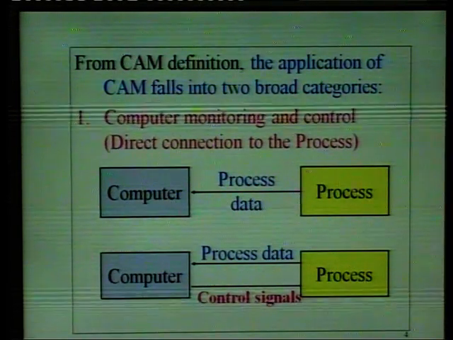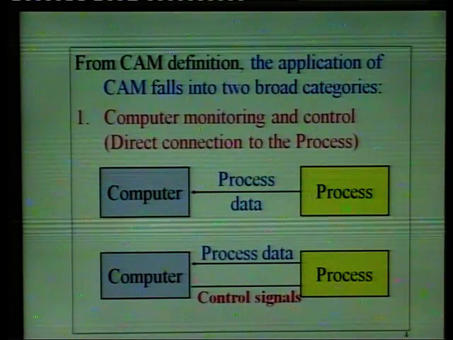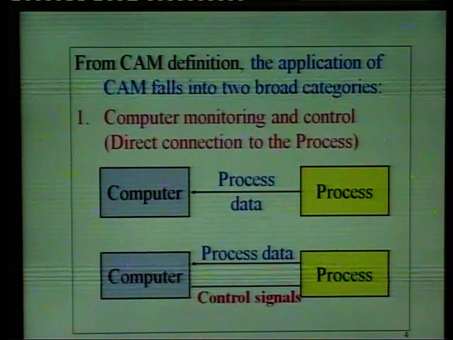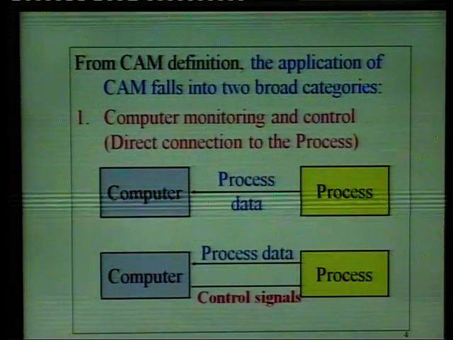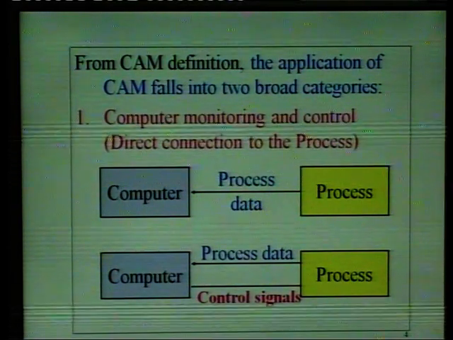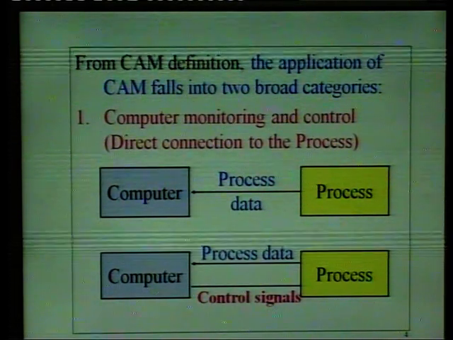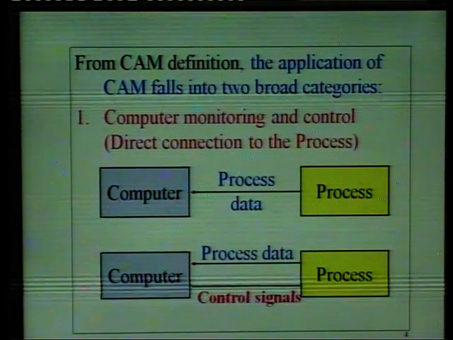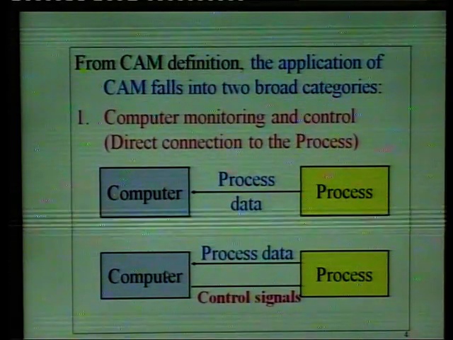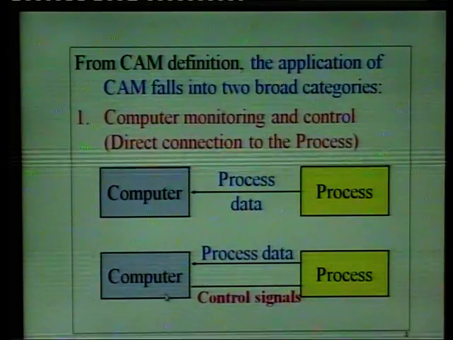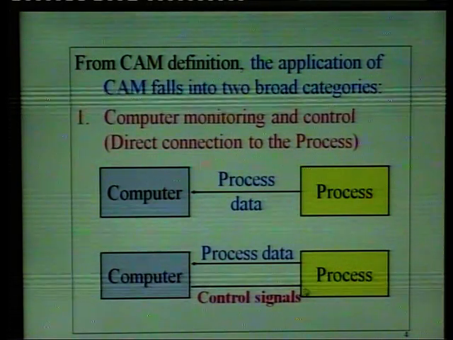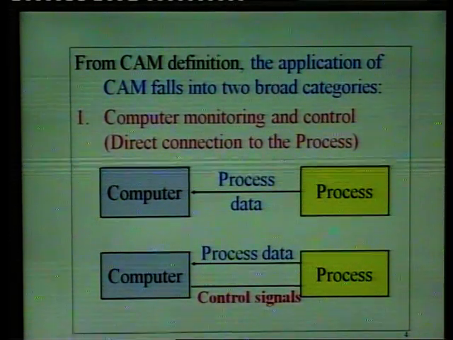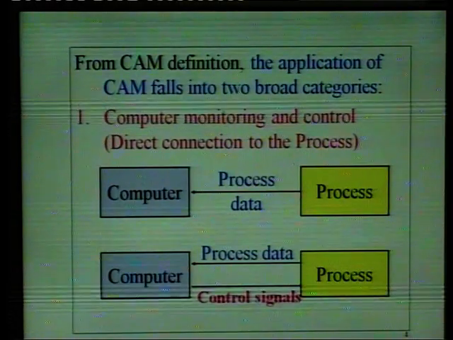So, as depicted in the diagram, there are further two categories. In the first category, the process data is received from the process by the computer and the only function that is performed is the monitoring function. Whereas, in the second diagram you can see the process data is being received from the process by the computer, and on the basis of the process data, the control signals are being fed to the process, and hence the control function is also being performed in this particular computer monitoring and control function.